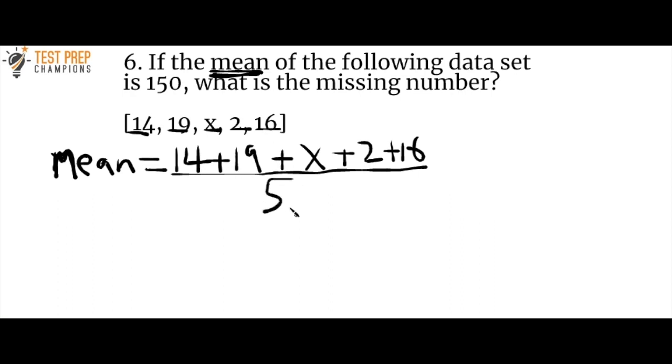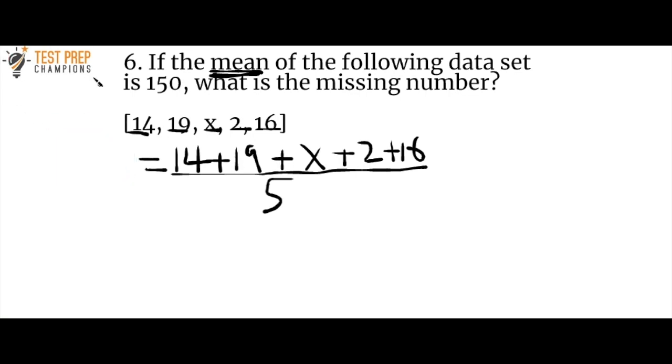And now the problem becomes evident. We could not solve for the mean in this situation because we don't know what this x is. We don't know what this missing number is. So this is how you would find the mean if we didn't know the mean but we knew what x was: you would add these up and divide by 5. Unfortunately, that's not the case here. We do know what the mean is, but we don't know what that x is.